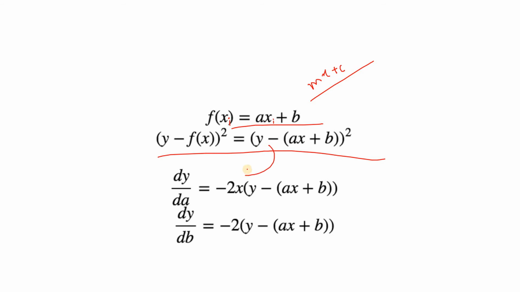Now what will we be doing? We will be taking the differentiation of this equation with respect to slope and intercept. If we differentiate with respect to slope, we get this. If we differentiate with respect to intercept, we get this. Simple chain rule, nothing else. At each iteration, we update based on that single data point.